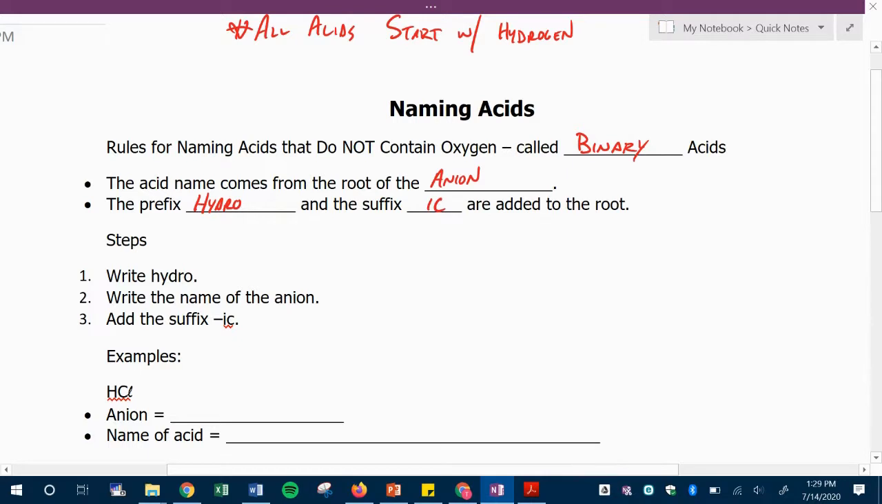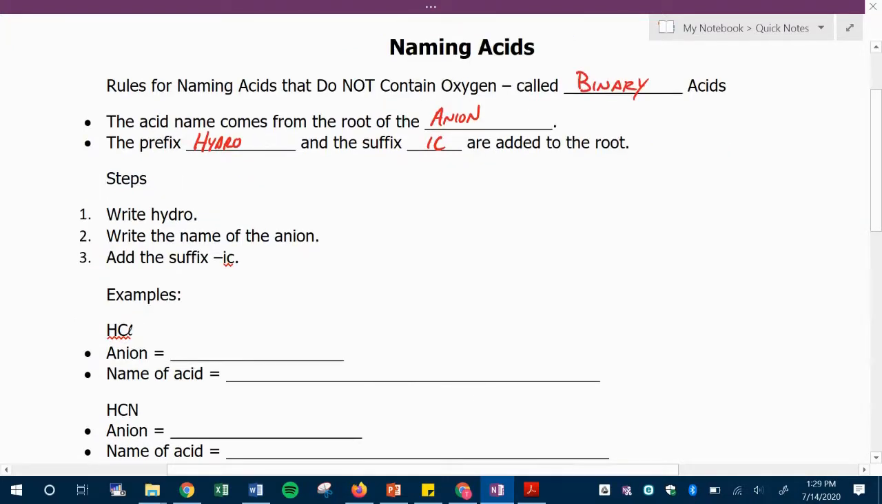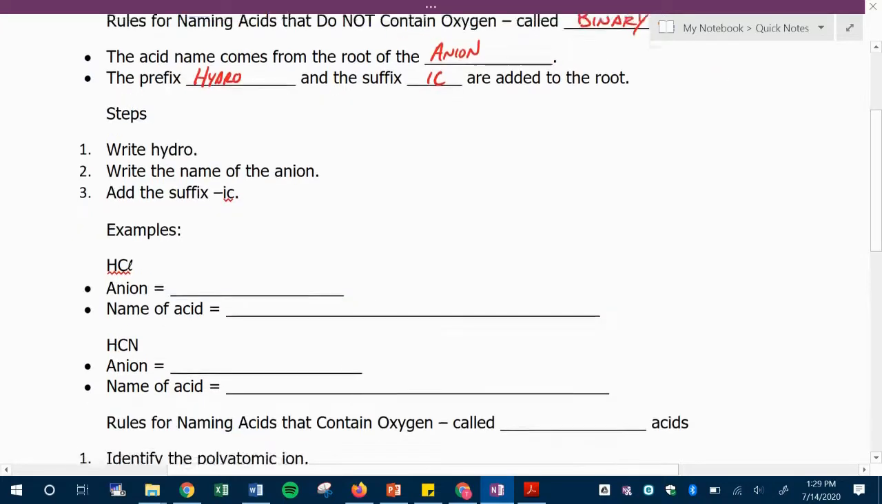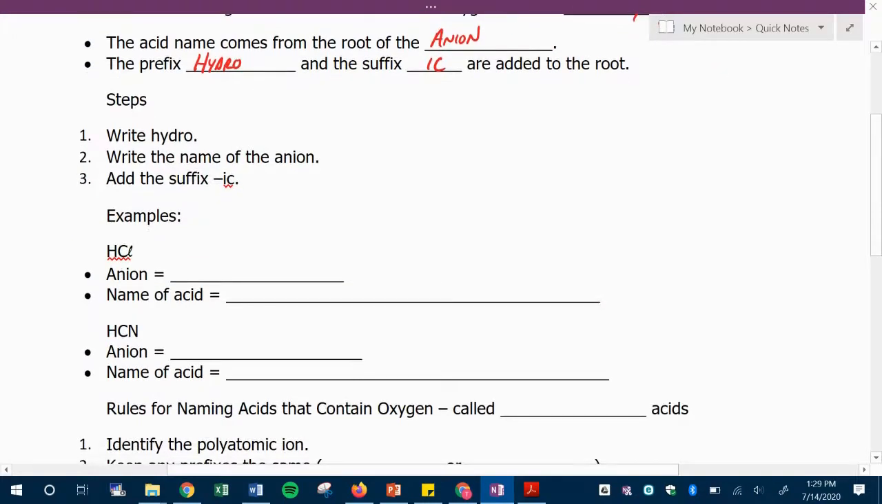Before, we were changing the endings to "ide." Now for acids, we change the endings to "ic." So our steps are super easy. Step 1 is we write hydro. Step 2 is we write out the name of our anion, and we change the ending to "ic." Our first example is HCl. Our anion is chlorine, and so the name of our acid here is hydrochloric acid.